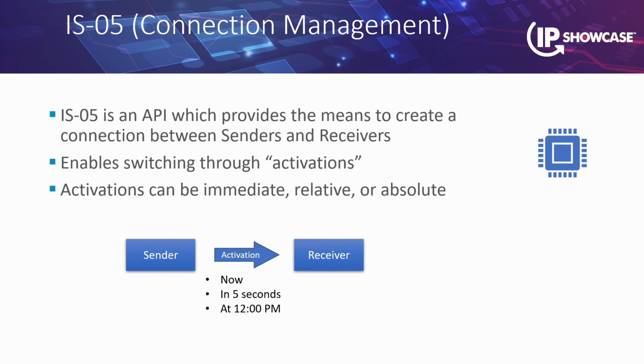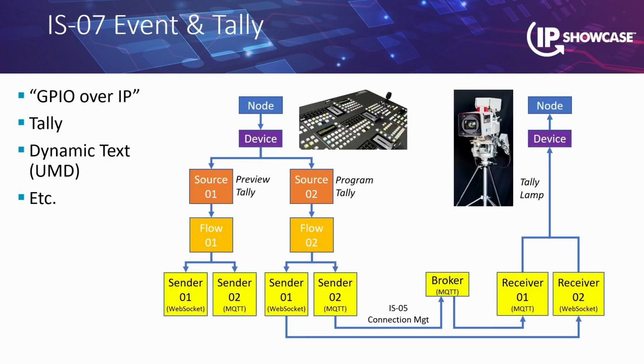Next we have IS-05, which is the connection management. This is what does the switch. I want to connect device A to device B. It's an IS-05 message that does that. And we call that an activation in NMOS-ese. And there's three types of activations you can do. You can do an immediate activation, which says now connect A to B. You can do an activation that's relative, that says in 5 seconds connect A to B. Or you can do an absolute activation that says at 12 p.m. let's connect device A to device B. So very flexible, very powerful.